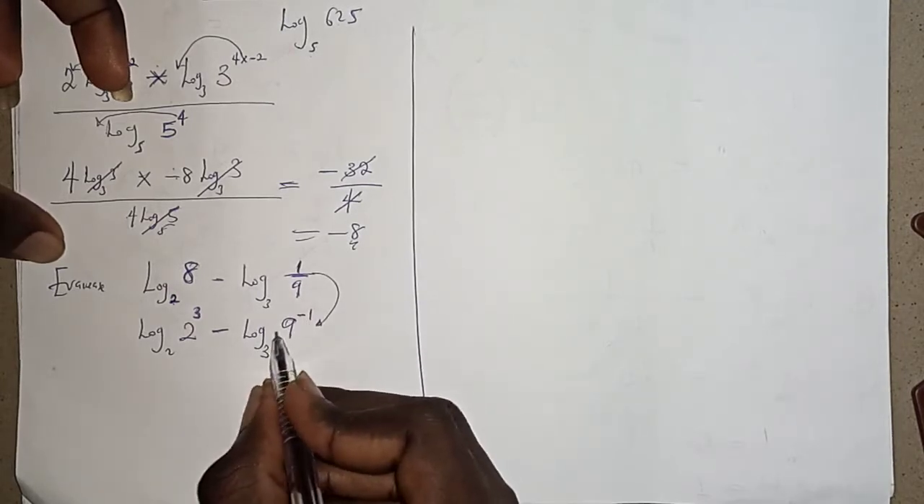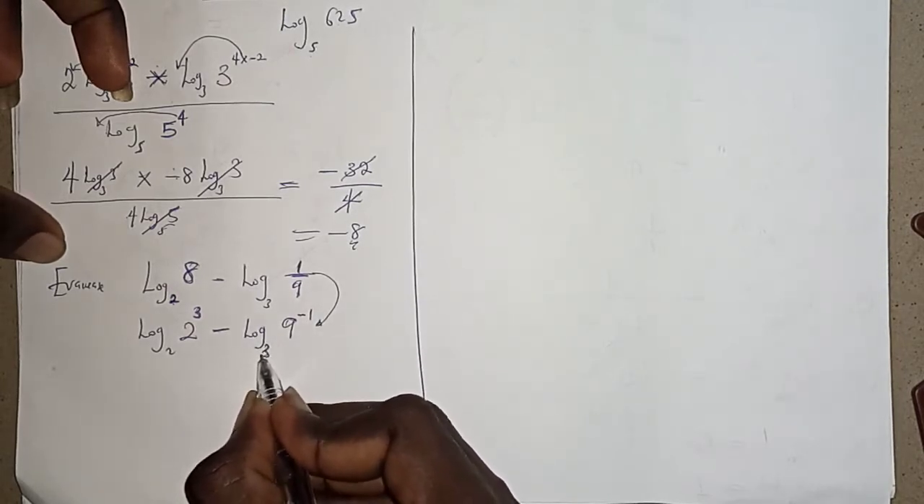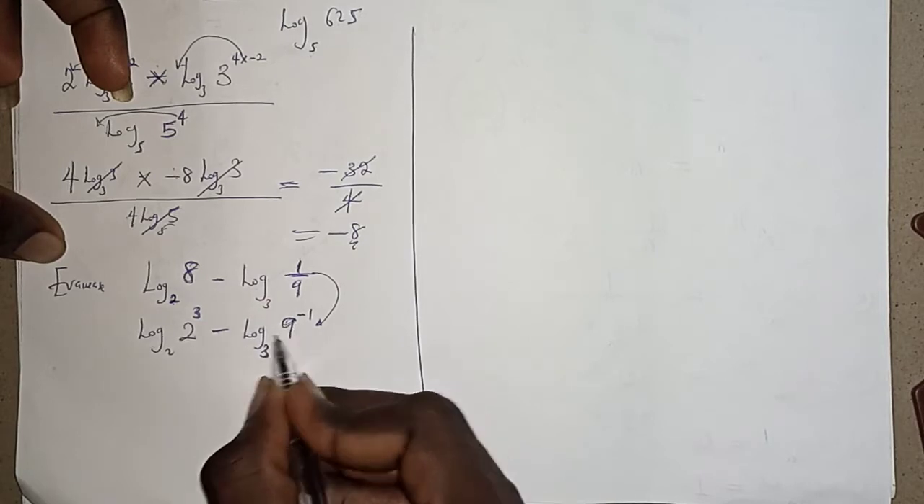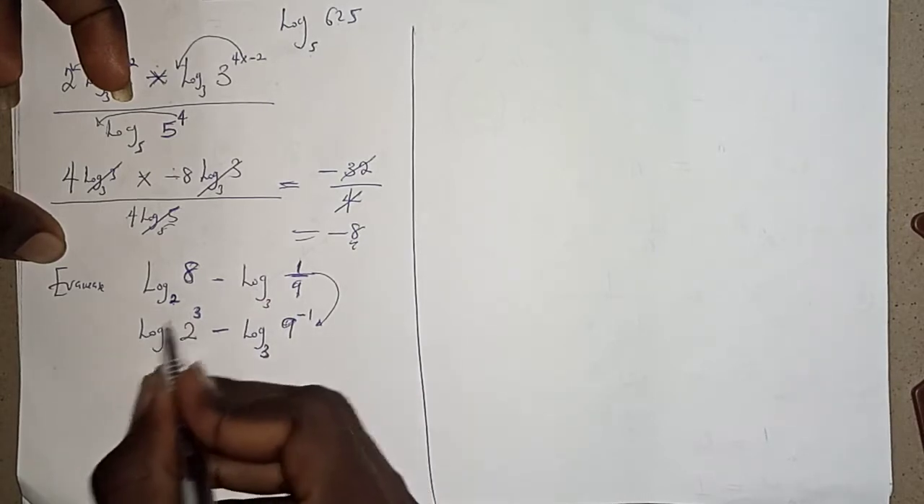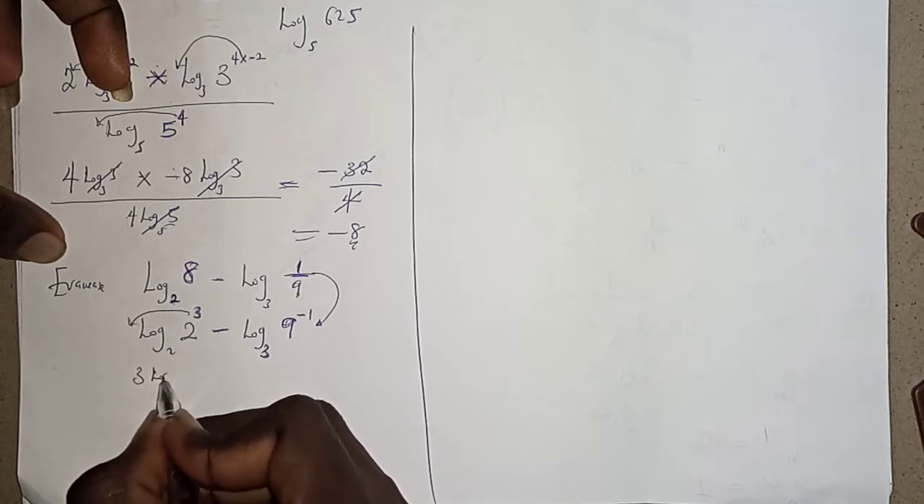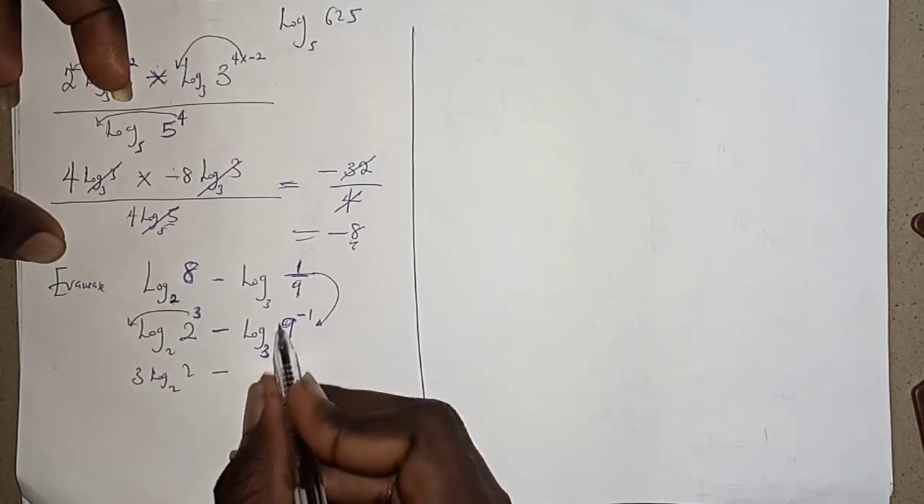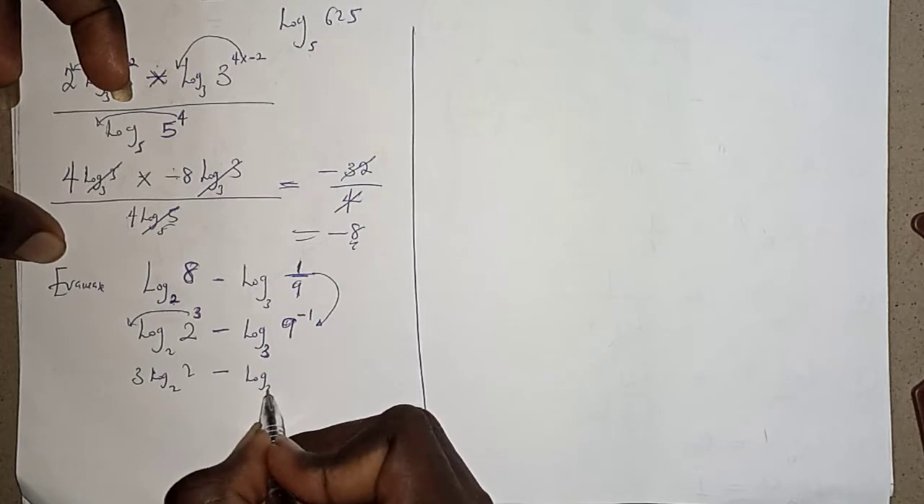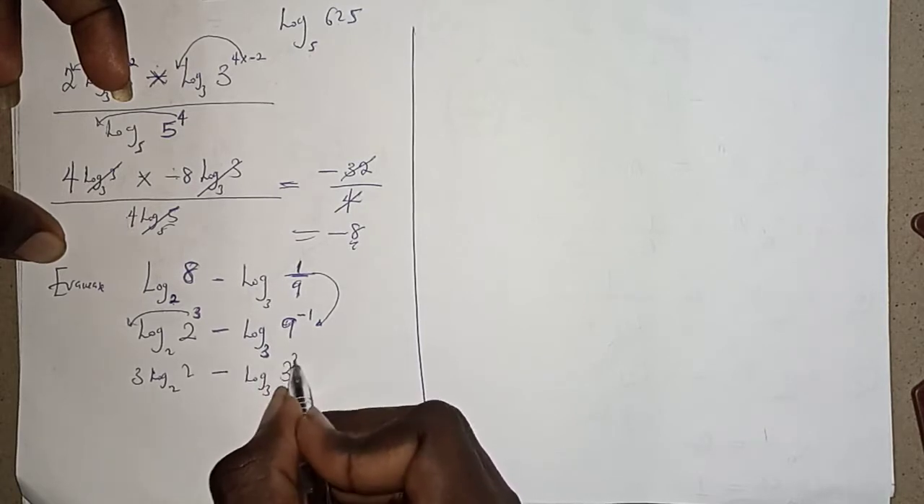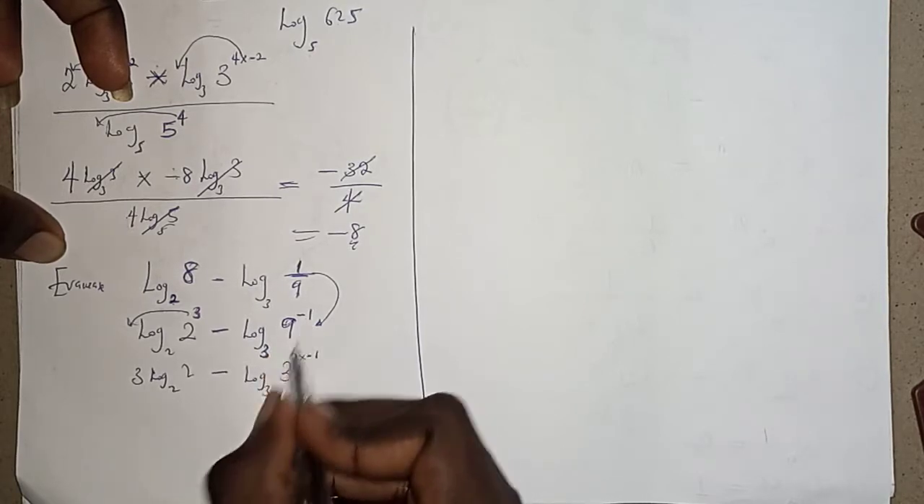So then from here, I can decide to consider this base, which is 3. So I can easily break down this 9 to 3 squared. So this 3 comes down. I have 3 log 2 base 2 minus, here in this case, I'm going to have 9 as 3 squared, then times minus 1 that I have there initially.